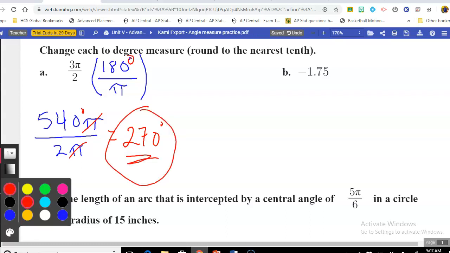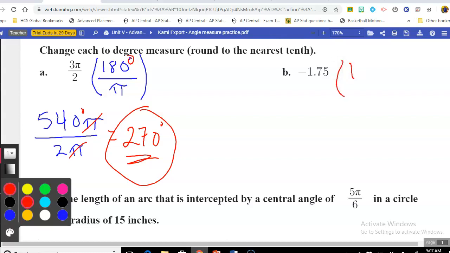Now, here's another one that people tend to look at and get a little confused because they look at this and they say, well, that's not in radian measure, it's negative 1.75. It can be a decimal. Radian measure typically would be a decimal if we took the pi and multiplied it in using the keys on our calculator, usually. So I'm still going to convert the same way.